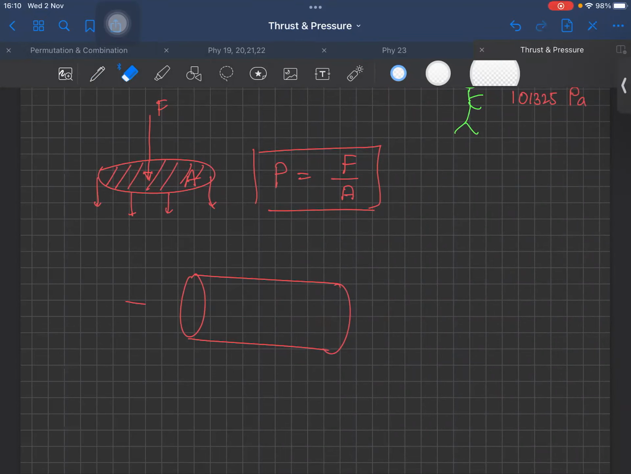Yeah, Ram, what do you mean by cross section area?